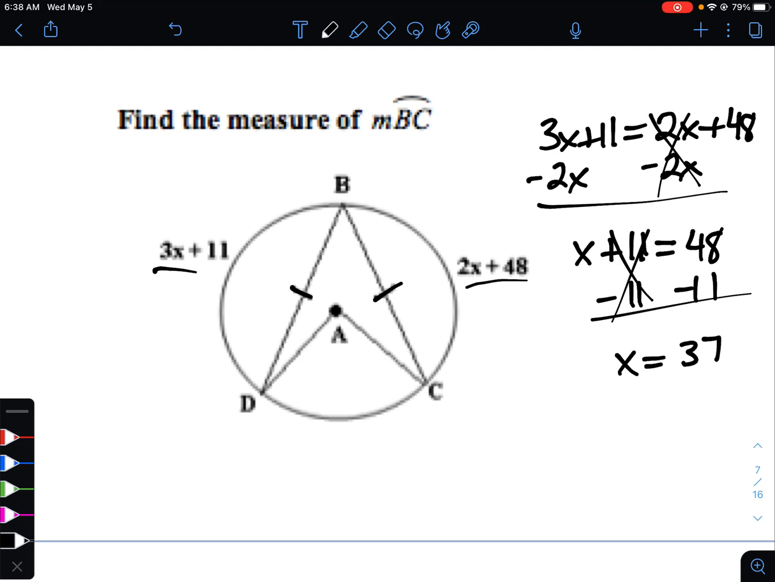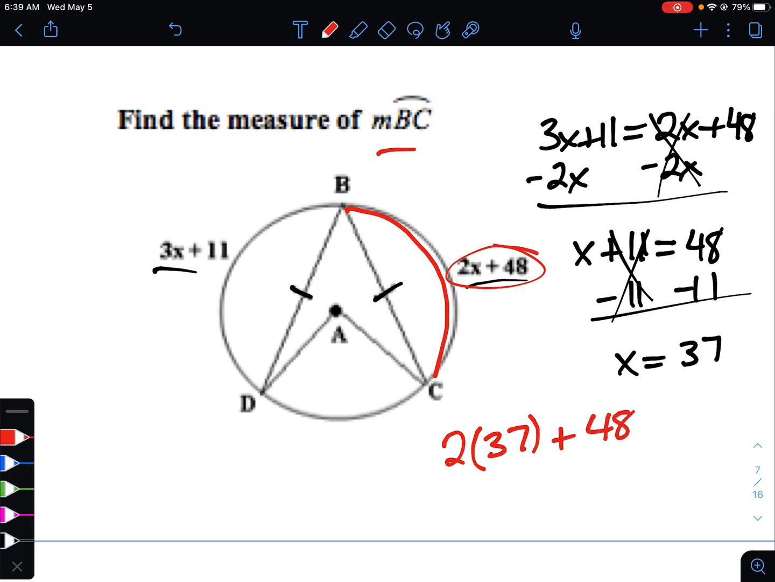Which, while that does give us the variable, that does not give us the measure of arc BC. If we want to find the measure of this arc BC, then we're going to have to use this equation, 2x plus 48. But now we know that x is 37. So we'll take 2 multiplied by 37 plus 48. And when we add those together, we'll go ahead and get 122. There would be the measure of our arc BC.